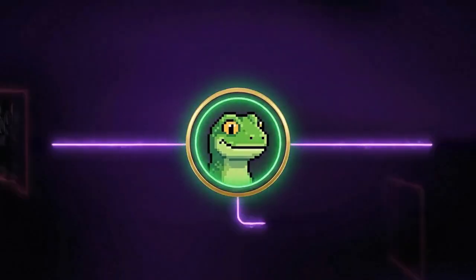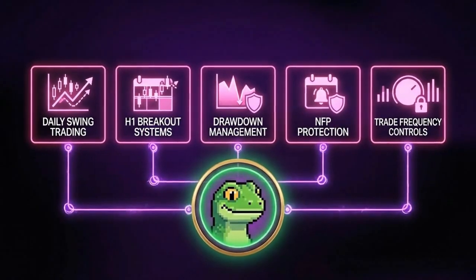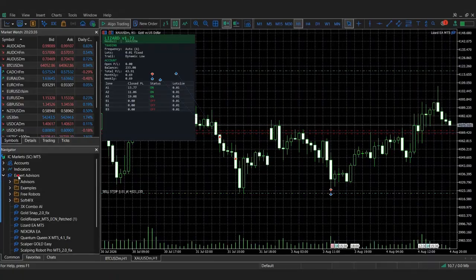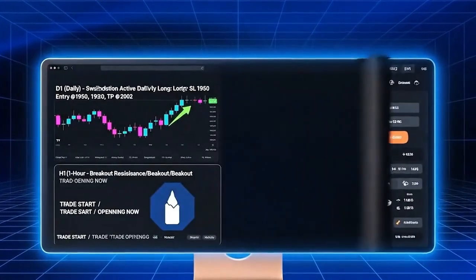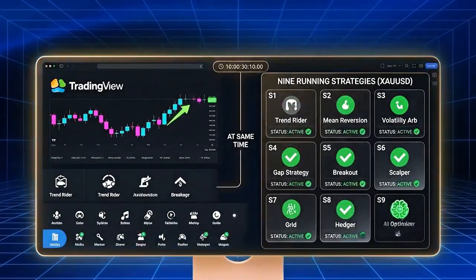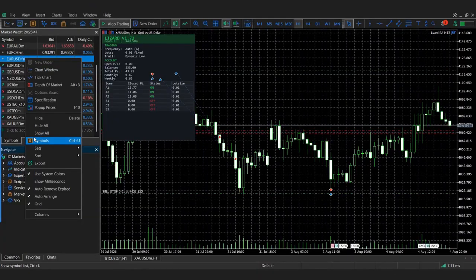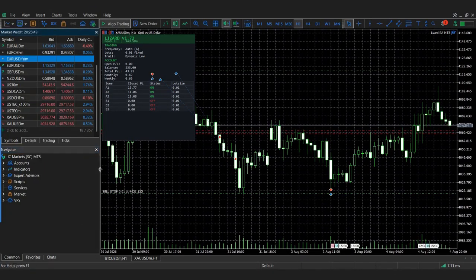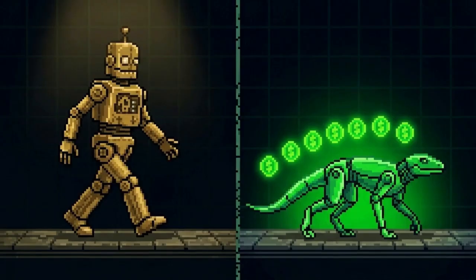And here's the kicker. The EA combines daily swing trading, H1 breakout systems, advanced drawdown management, NFP protection, and intelligent trade frequency controls. That means it's trying to do swing trades and intraday breakouts at the same time across 9 strategies. If even 2 of those strategies fire conflicting signals during a whipsaw session, you're about to see your account equity do the Macarena.